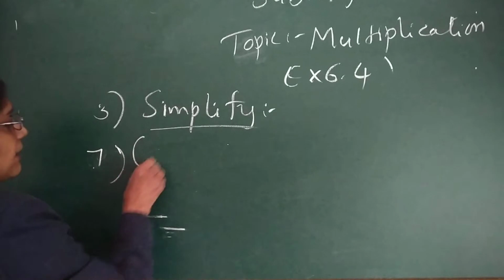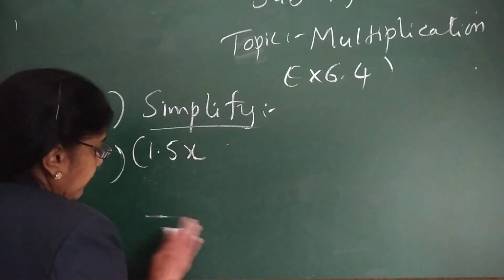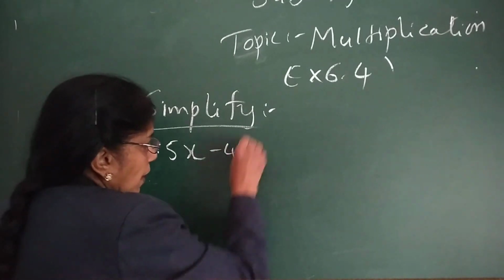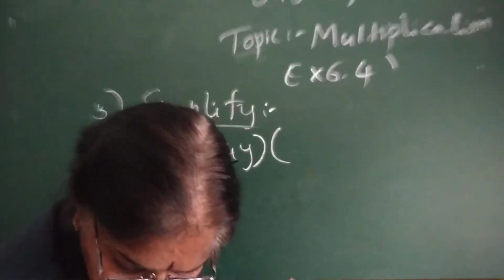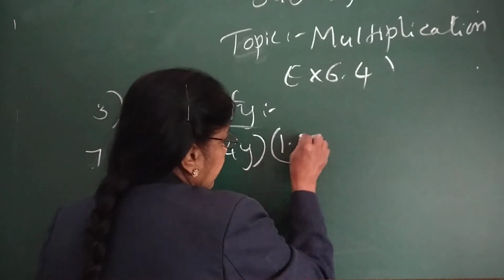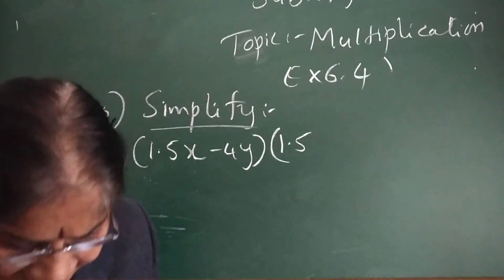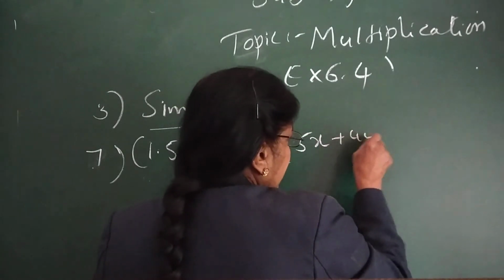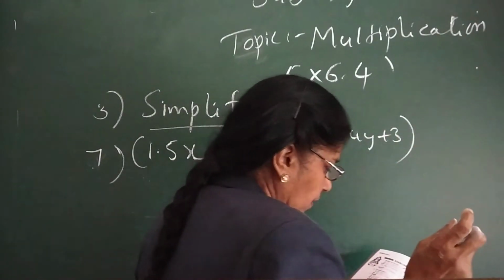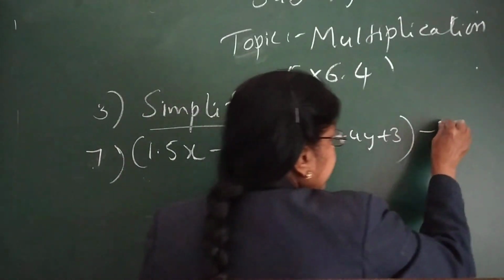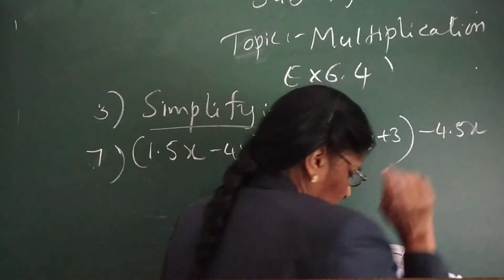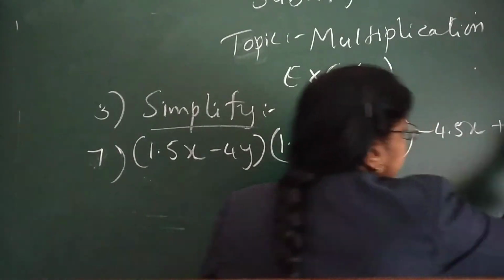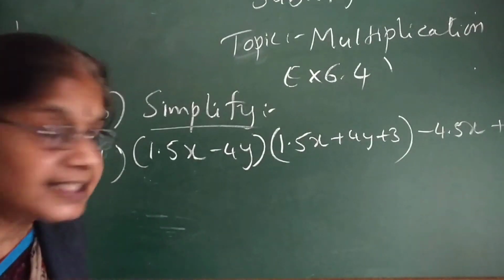So how are we going to multiply with a decimal point? 1.5x minus 4y in the bracket. Another one is 1.5x plus 4y plus 3, bracket over. Then minus 4.5x plus 12y. So it is a big sum. Let us try to solve it.